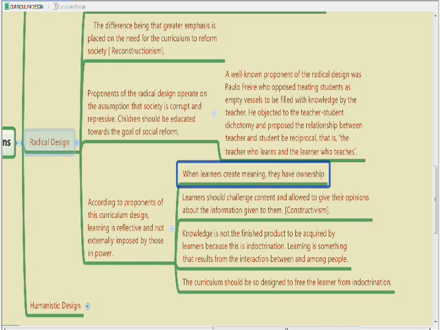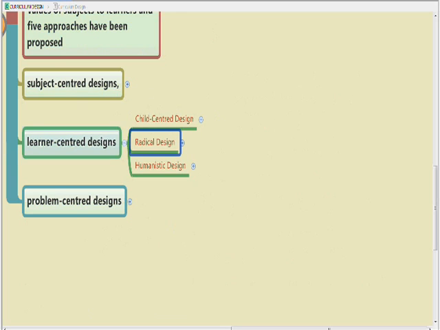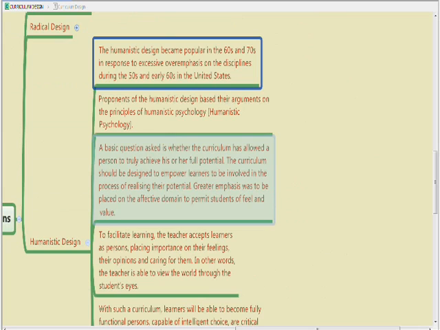And now the final part is the humanistic design. Let's see what I have for you there. The humanistic design became popular in the 60s and 70s, as you know, the hippie movement or the counterculture movement, the Vietnam War and all that stuff, right? The humanistic 50s and 60s in the United States. Proponents of the humanistic design base their arguments on the principles of humanistic psychology.